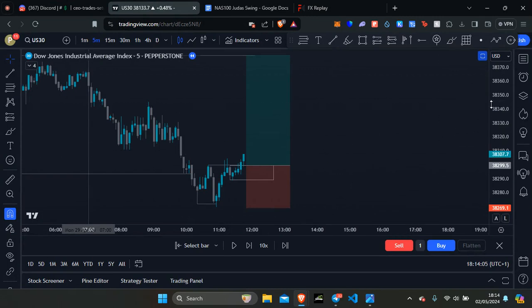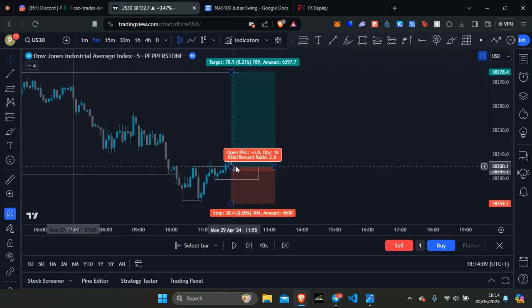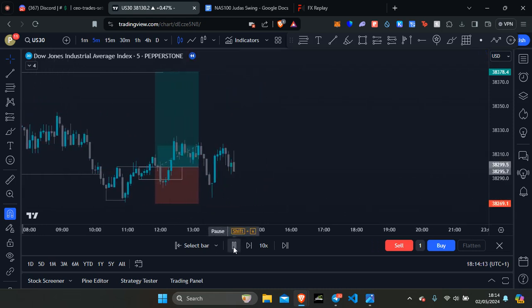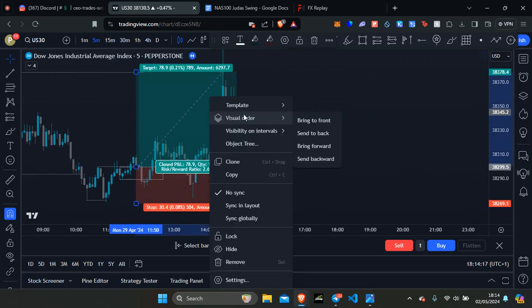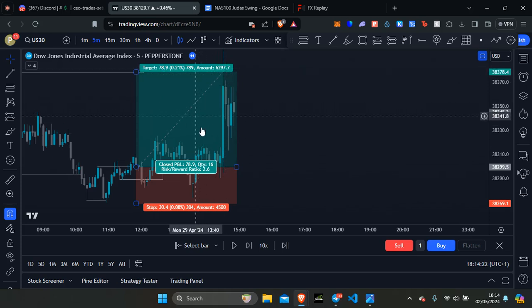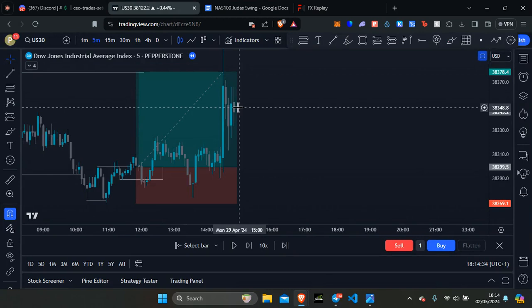So once we've executed our buy limit, we now simply sit back and we wait for price to come and tap us in, as it does right there beautifully. And then from there, price just runs straight to the take profit. Look at that. Immediately goes towards our target and we get a nice 1 to 2.5 risk to reward. We go break even after stuck. 3, 2, 1. Structure breaks and we take profit at the opposing liquidity.